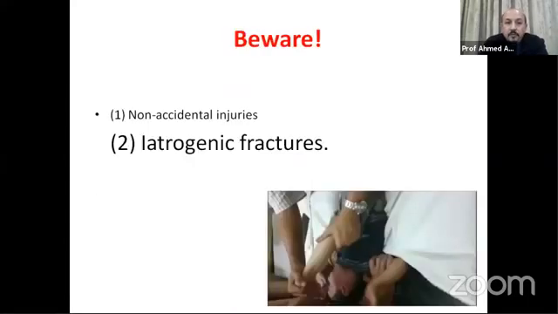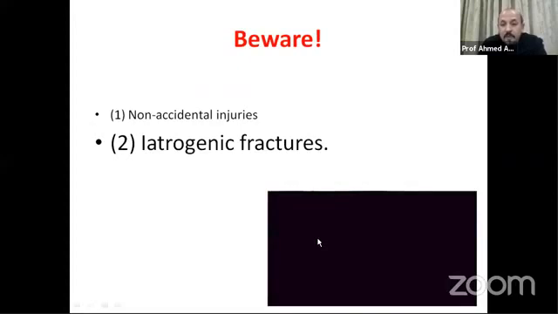Beware also of iatrogenic fractures. I am sorry to show that video for you. This is a child during physiotherapy. This video was taken by the mother. He sustained a diaphyseal femoral shaft fracture during vigorous physiotherapy because of bad manipulation by the doctor, in a child with CB.